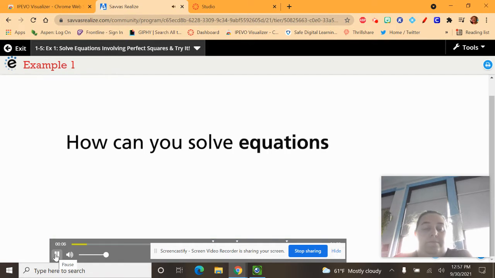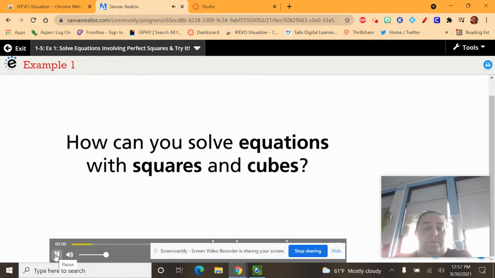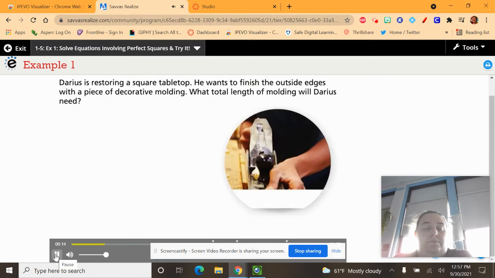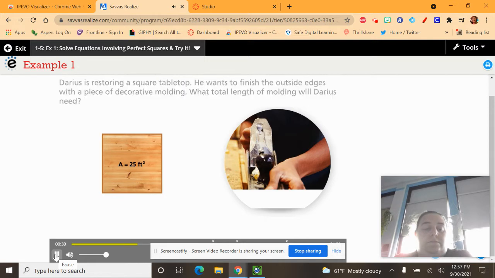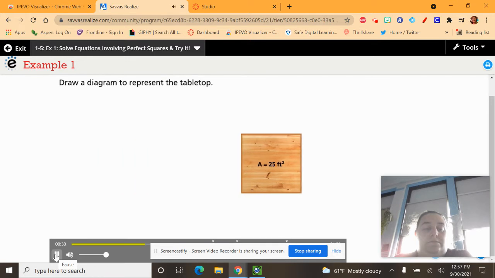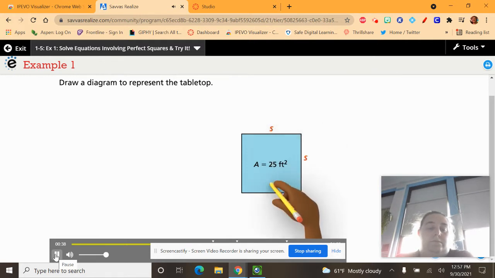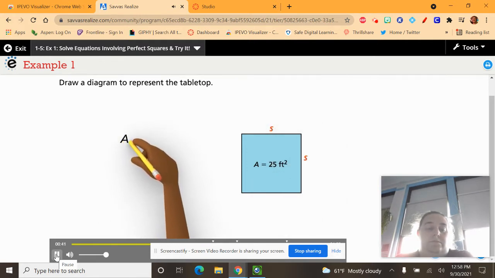How can you solve equations with squares and cubes? Think about this question during the lesson. Darius is restoring a square tabletop. The area of the tabletop is 25 square feet. He wants to finish the outside edges with a piece of decorative molding. What total length of molding will Darius need? Darius begins by drawing a diagram to represent the tabletop. He needs to find the length of the sides. Use the formula A equals S squared to find each side length.